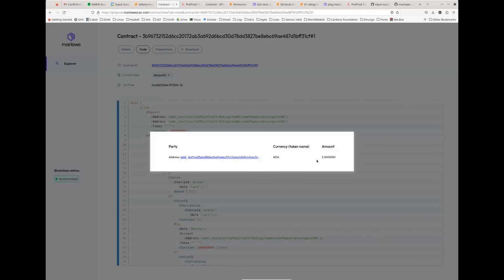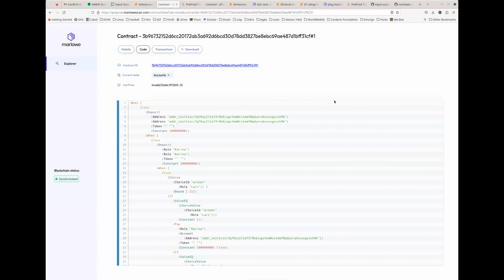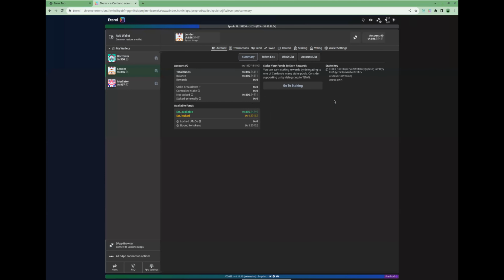Okay, so at the moment there are 2 ADA in this contract. That's just the minimum ADA that needs to be in any UTXO. So at the moment, we have created one. Karina has gotten her role token, I have gotten my role token. So I could also check in my wallet now.